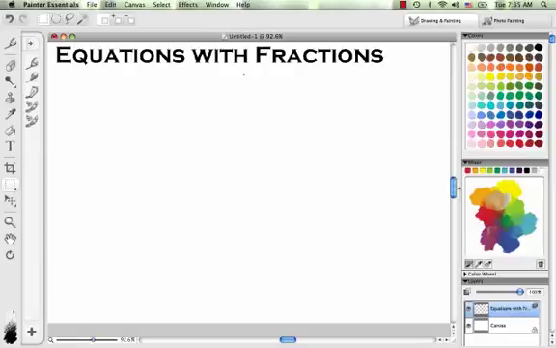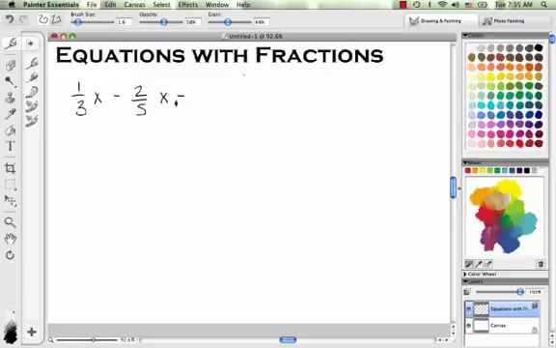Okay, let's try another one. I'm still looking at page 108. I'm going to look at number 24. Number 24 is 1/3 x minus 2/5 x equals 5/6. Let's write it. 1/3 x minus 2/5 x equals 5/6.